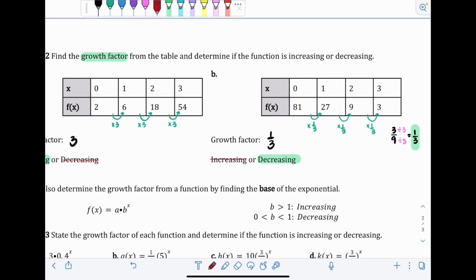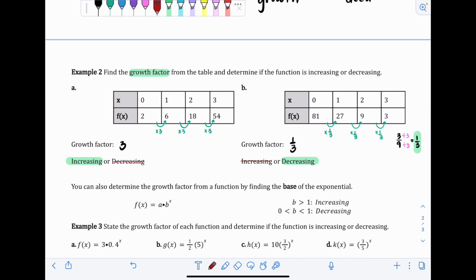Okay, so I want to compare our two tables as a whole before I move on to the next section. On our first table for A, when we had a growth factor of 3, the function was increasing. It was getting larger. And for B, when we had a growth factor of 1/3, we were decreasing. So see if you can identify a pattern of what made it increase for 3 and what made it decrease for 1/3.